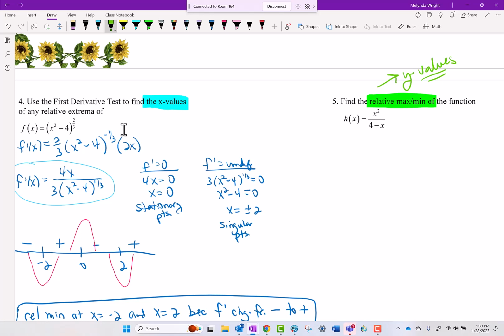That is really important because I will just tell you that many students will write the x value when it asks for the relative max and min. Many students write the x value. You wouldn't get credit for that because that's not what they're asking. They're asking for the y value.